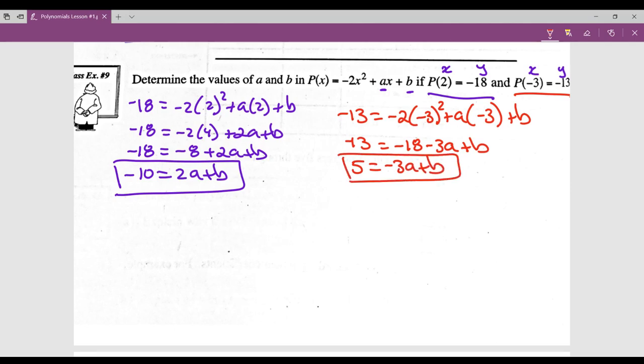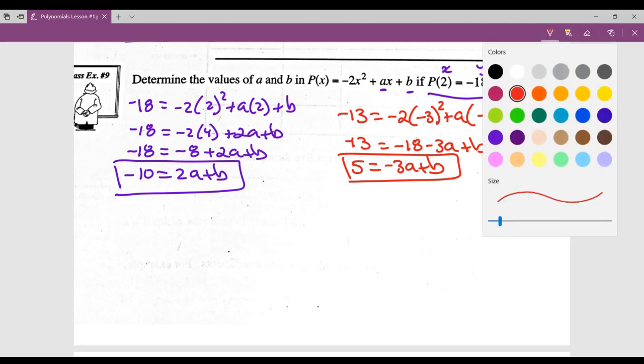Okay. Now what we've done is we've created two separate equations, each with two unknowns. And if you have two unknowns, you need two equations to solve it. If you have three unknowns, you need three equations to solve it. So you have a choice here. I'm going to show you two different ways to do this. First way is we're going to do a substitution.